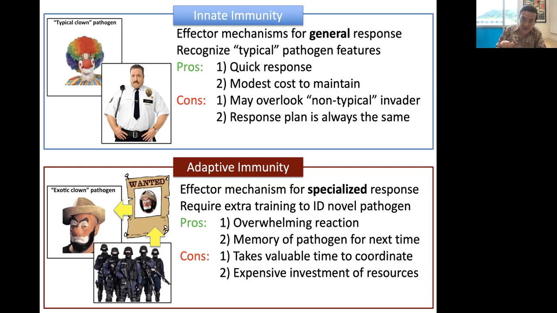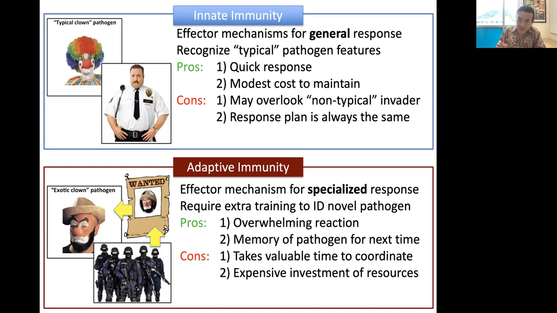The cons of this is that it takes valuable time to coordinate this. During that time, you are getting sick and you are on your path to dying. If your adaptive system succeeds and wakes up, then it saves you. But it was quite costly during that time when you started getting really sick and ill.